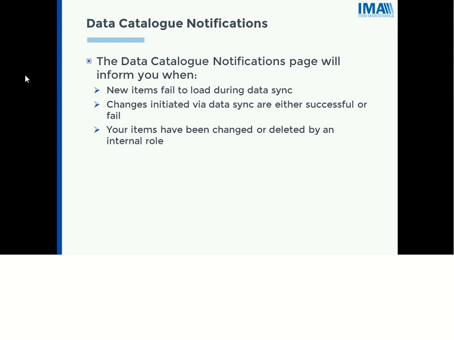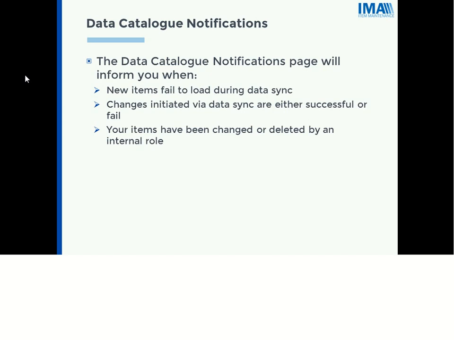The data catalog notifications page will inform you when new items fail to load during data sync. It will also notify you when changes initiated via data sync are either successful or fail. So regardless of whether they're successful or fail, anytime you do changes initiated by data sync, you're going to get a message. And the page will inform you when your items have been changed or deleted by an internal role.